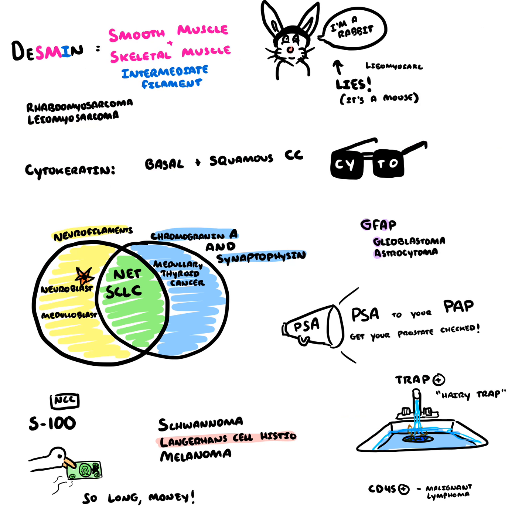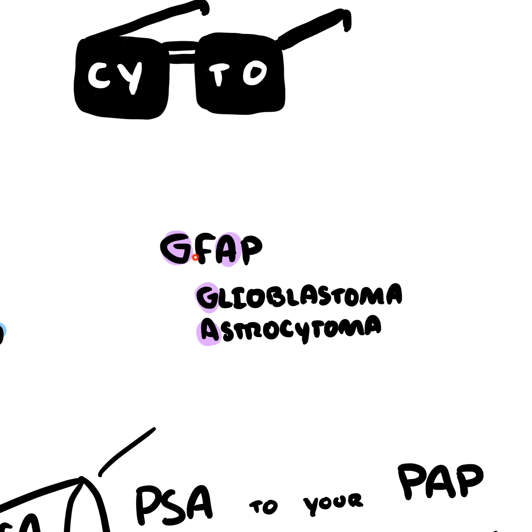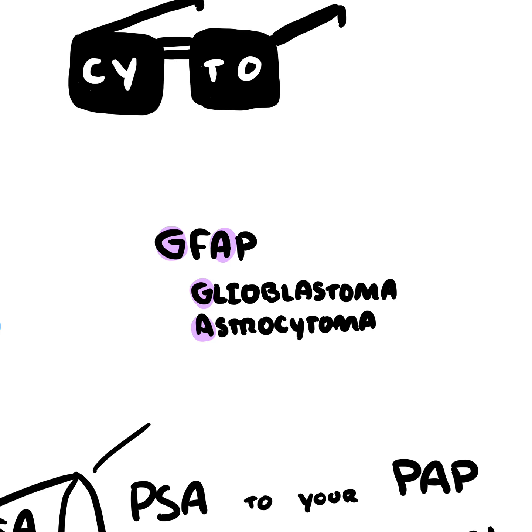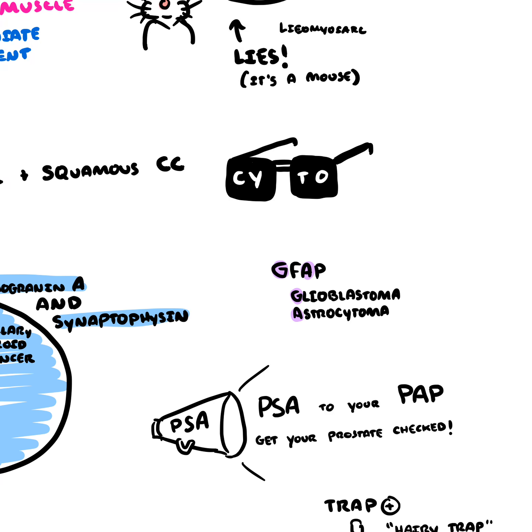Okay, GFAP. GFAP is an intermediate filament again, and it's part of the cytoskeleton of neuroglial cells. So that would include Schwann cells, astrocytes, oligodendrocytes. But you see that typically as a marker of glioblastoma and astrocytoma. That's all I have for that one. There's nothing else for that.